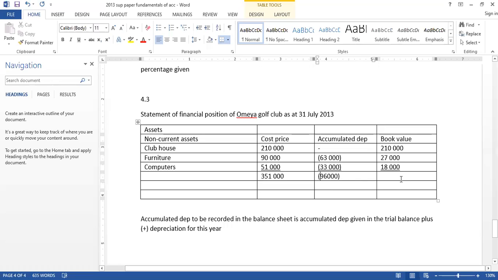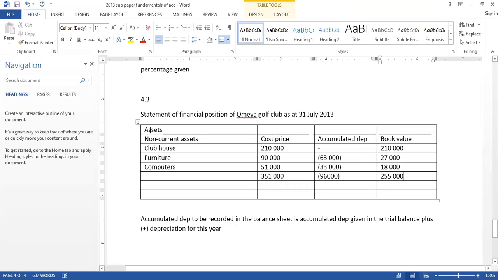So our total book values will be 210 plus 27,000 plus 18,000. You get 255,000. Ne? Those are our current and our non-current assets.